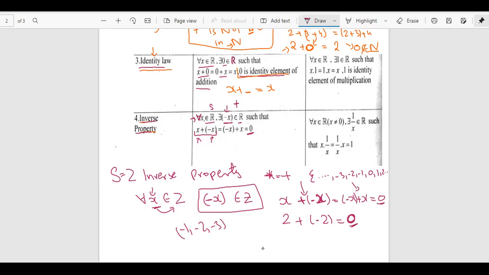Is this thing clear? Okay, yes. Now I'll tell you, here we are talking about integers.